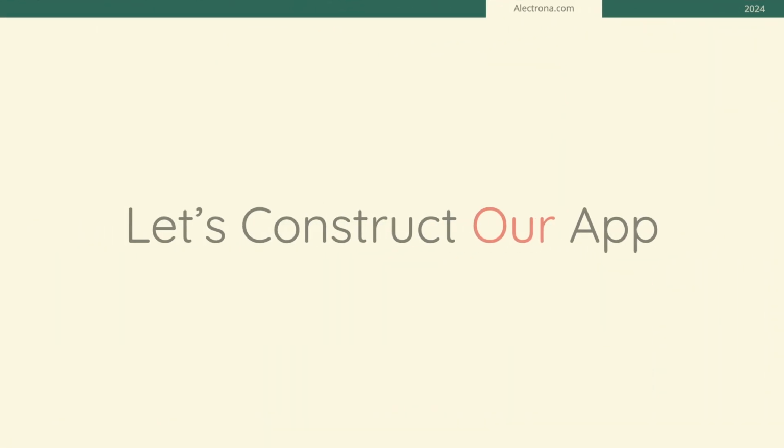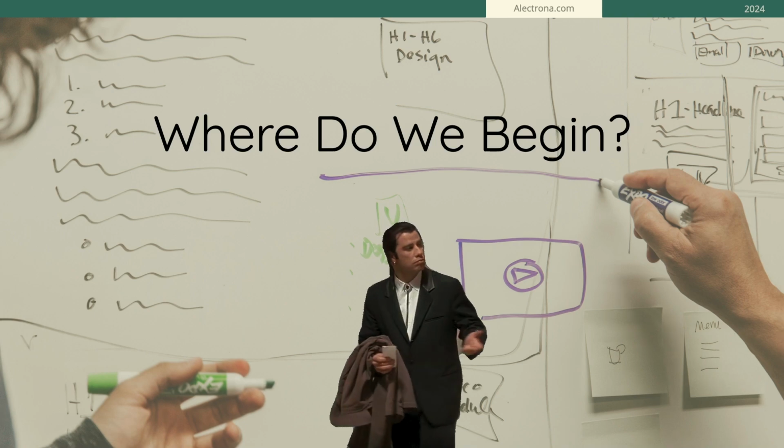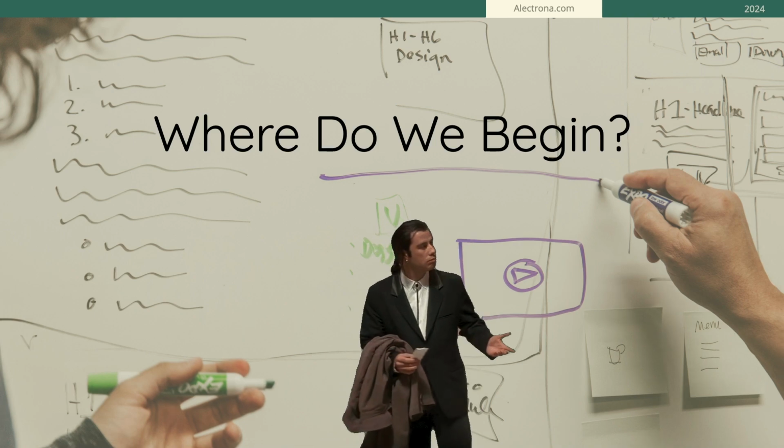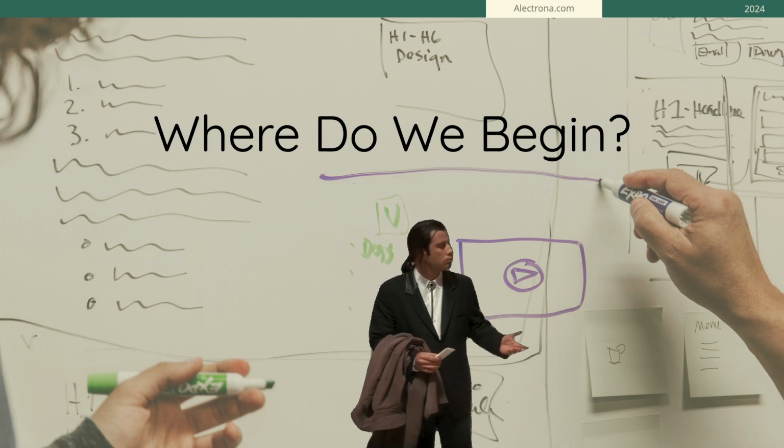So we've taken a look at the default app and what that looks like, and we've visualized it in a way that maybe helps to make sense. Let's start to construct our app. So where in the world do we start? Again, we're not going to be writing a ton of code. I'm going to help you with that, but we're going to be constructing this thing together. So where do we begin?